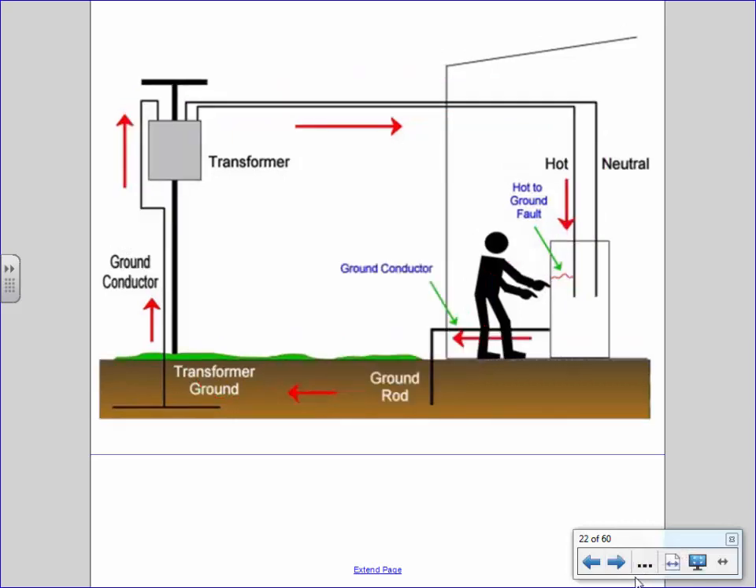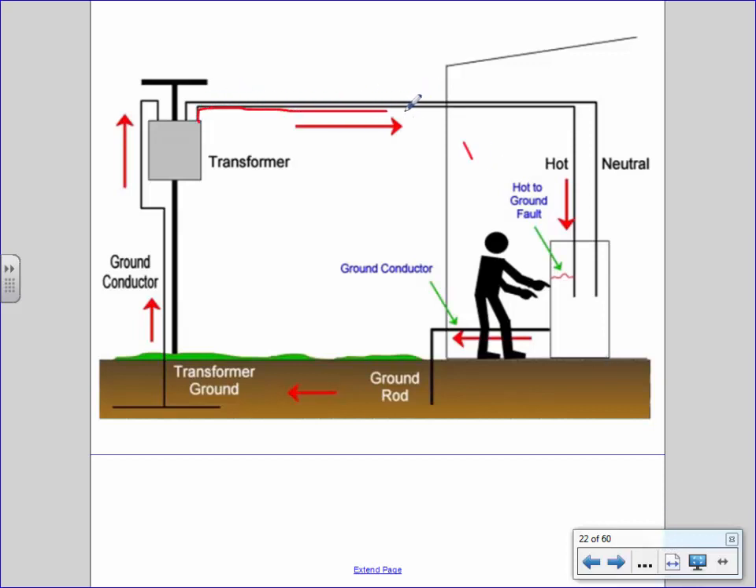Here's a follow-up picture. We're heading it off at the pass. Rather than having it accidentally go through you and then through the ground, a ground wire literally goes into the ground. That's why they call it a ground wire. So let me show you that same picture again.